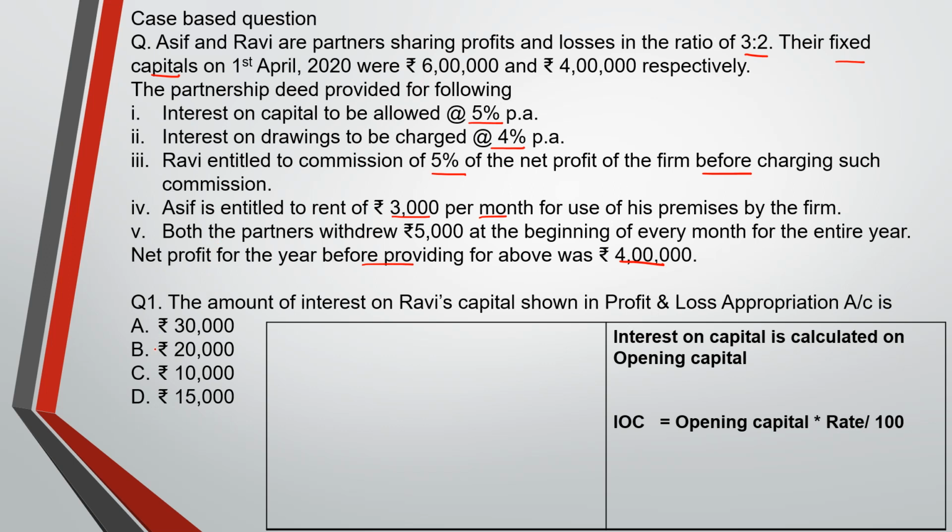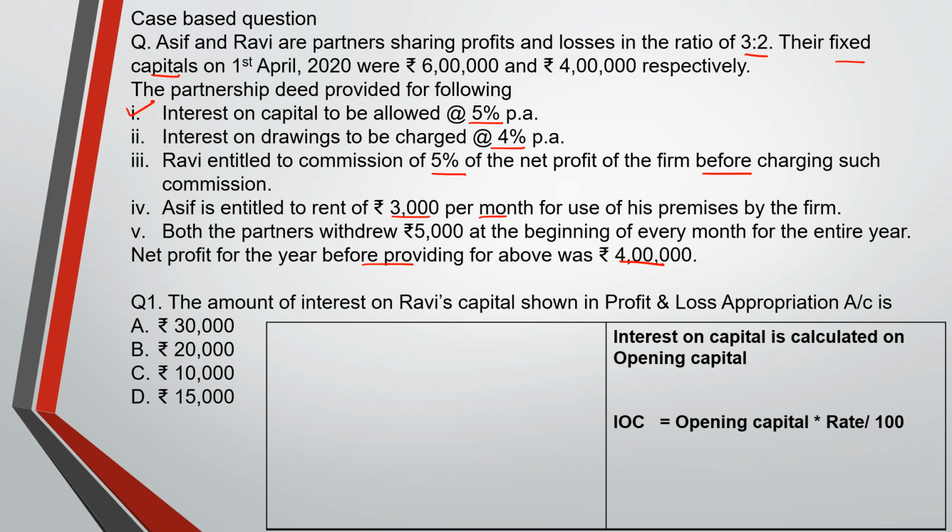So first question. The amount of interest on Ravi's capital shown in profit and loss appropriation account is. So they want us to find out what interest Ravi is entitled to on his capital. For this purpose, the concept that you need to know is that interest on capital is to be allowed only when it is provided in the partnership deed. So here the partnership deed provides for interest on capital at the rate of 5%. So Ravi is entitled to 5% per annum interest on capital.